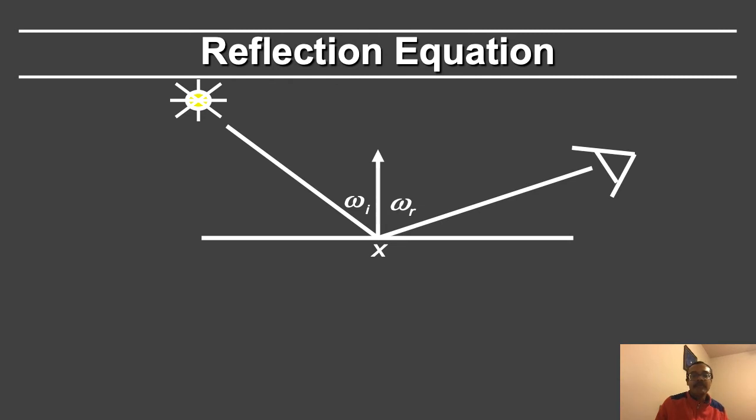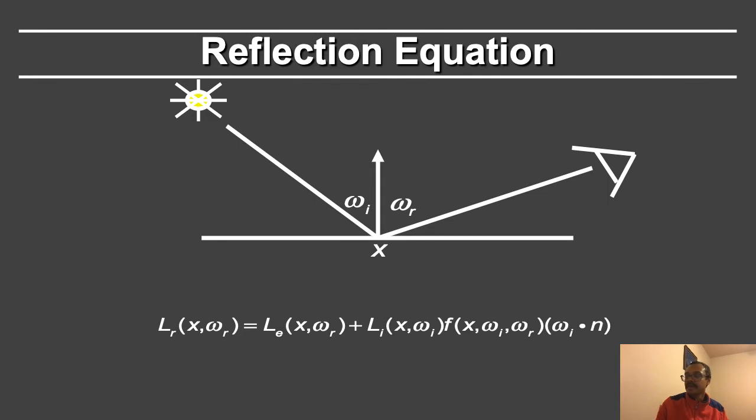Let's say you have a point X that you want to shade because of lighting in some direction omega in, and the viewer is in a direction omega r. We can write down this equation, and I will explain the various terms. The LR term corresponds to the reflected light or the output image. It is a function of the spatial position x and the outgoing direction omega r.